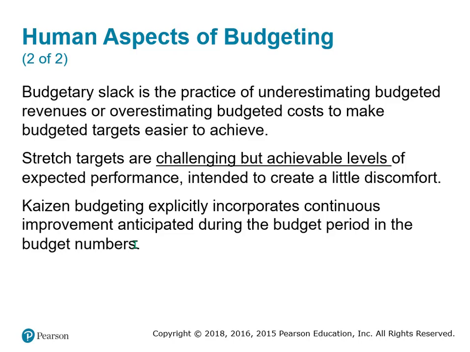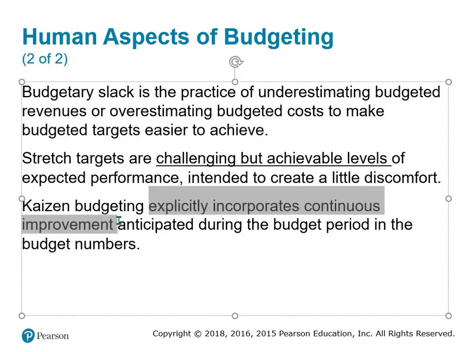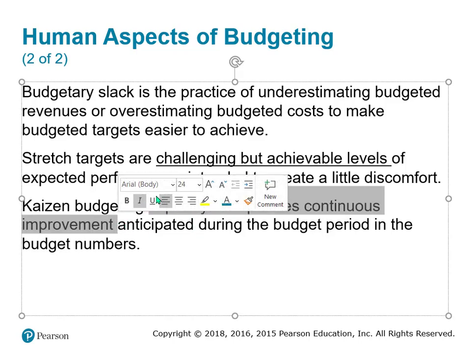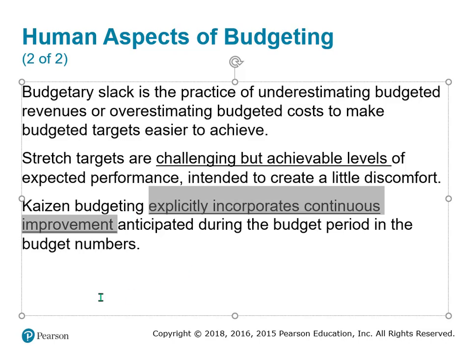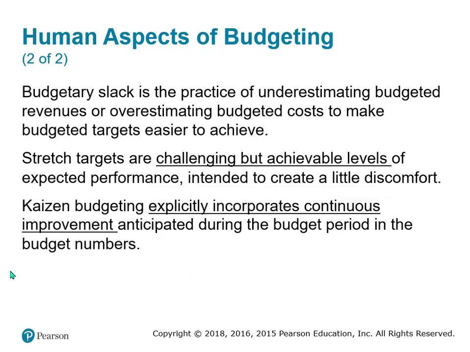And Kaizen budgeting explicitly incorporates continuous improvement anticipated during the budget period in the budget numbers. That can be a problem, because sometimes continuous improvement is out of reach. You just can't get any better.